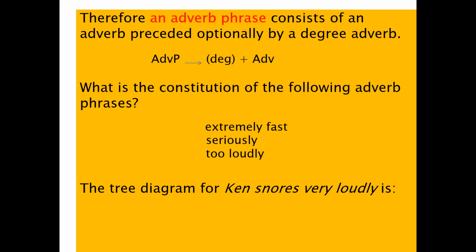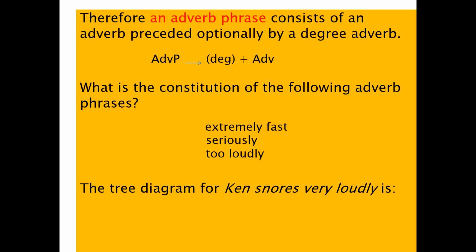So what are the constituents of the following adverb phrases? Extremely, seriously, too. So we have pre-modifiers. I would say extremely fast, seriously fast, seriously injured, badly injured, too loudly, and so on. If I say John was injured, John was seriously injured, he was driving seriously fast, and so on.